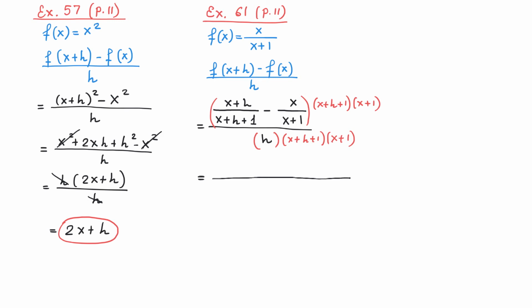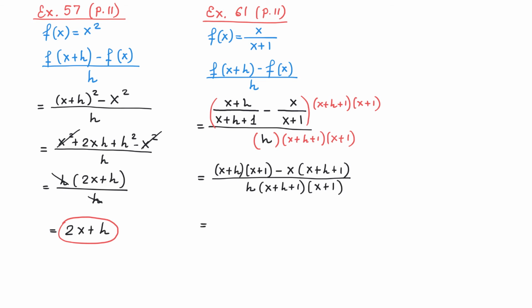And let's start a fraction. And in the numerator, so far we will have x plus h that has to be multiplied by x plus 1. And now when we multiply this expression by the second fraction, x plus 1 and x plus 1 will cancel, and we will have minus x times x plus h plus 1. So we will write minus x times x plus h plus 1. In the denominator, we have h times x plus h plus 1 multiplied by x plus 1.